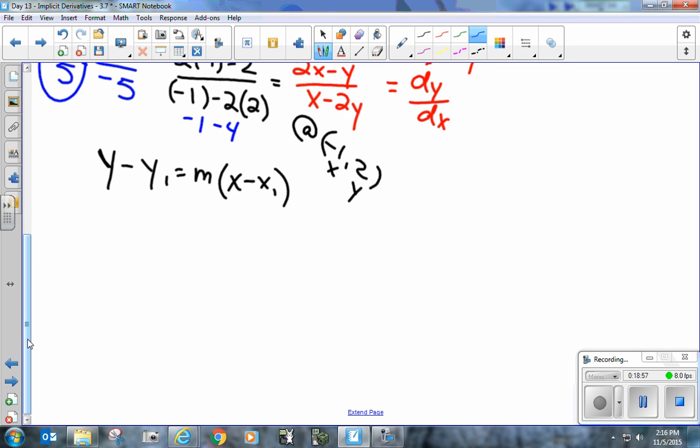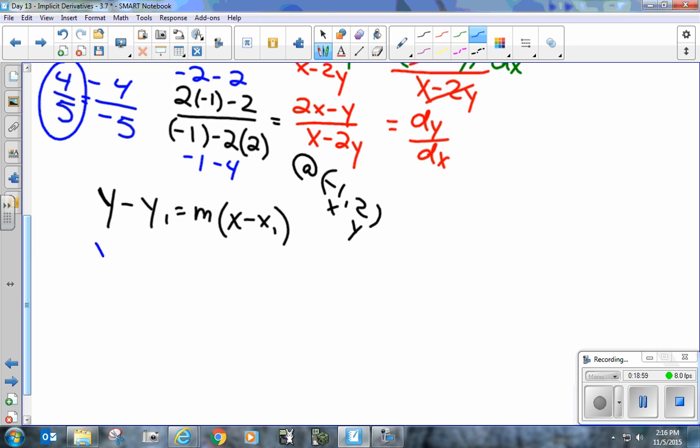Okay, so let's go with this. y minus, what's my y? 2 equals the slope times x minus negative 1. We subtract the negative? Plus. That is the tangent line.